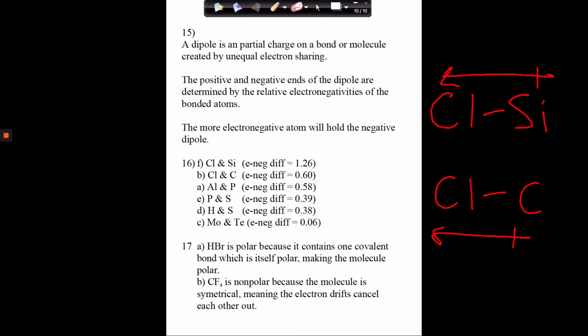We've never talked about this. Guys, which one's more polar? This is a brand new idea to you. Up until now, polarity for you was yes or no. Now polarity becomes a range of polarities. So which one is more polar?